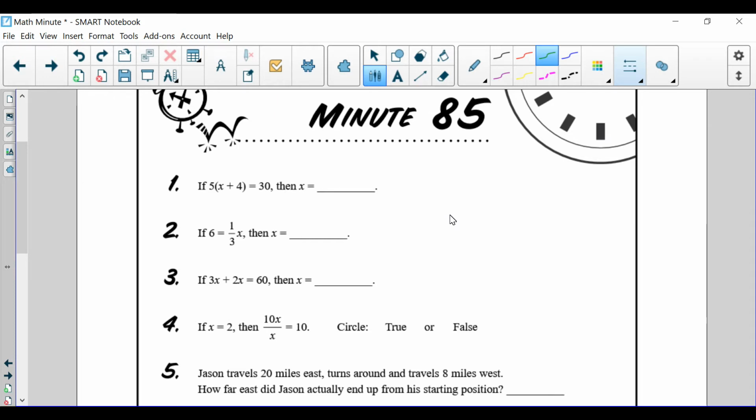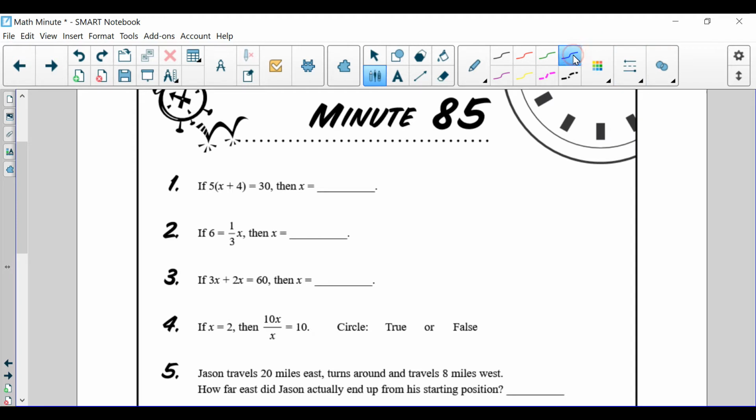Let's make sure we practice these math minutes because they will help you with your procedural skills, and every day you do them, you will slowly start to improve and notice that the math is starting to get easier because these are all review problems. So go ahead and pause the video. We're going to unpause when you're ready to go over them.